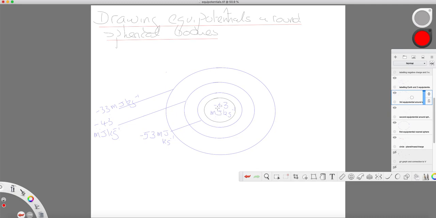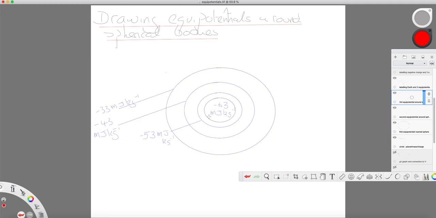So I've gone minus 63 to minus 53, a change, a delta V of 10 megajoules per kilogram. And then I've gone to minus 43, another delta V of 10 megajoules per kilogram. And then minus 33, another delta V of 10 megajoules per kilogram. So it doesn't matter what the numbers are particularly. The minus 63 is a helpful thing to know.